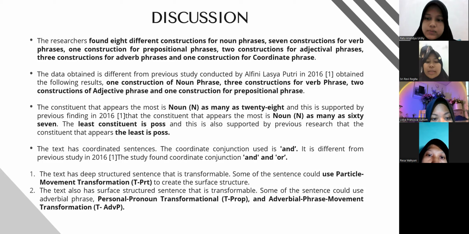The text has coordinate sentences. The coordinate conjunction used in Donald Trump's biography is "and." It is different from the previous study in 2016, which found the coordinate conjunctions "and" or "or." The text has a deep structure sentence that is transformable. Some of the sentences could use particle movement transformation, or TPRT, to create the surface structure. The text also has a surface structure sentence that is transformable. Some of the sentences could use adverbial phrase, personal pronoun transformation, or T-pro-P, and adverbial phrase movement transformation, or T adverb phrase.